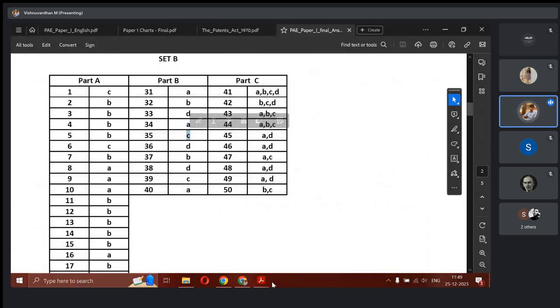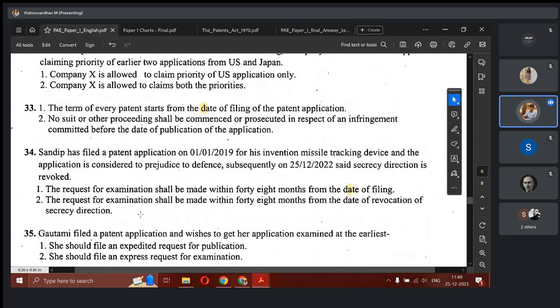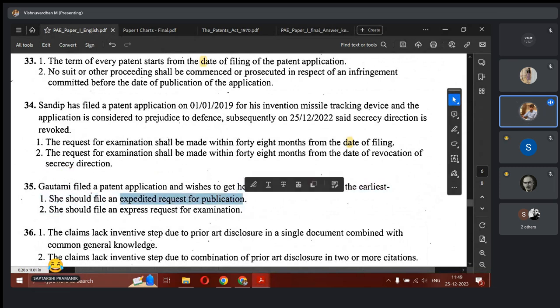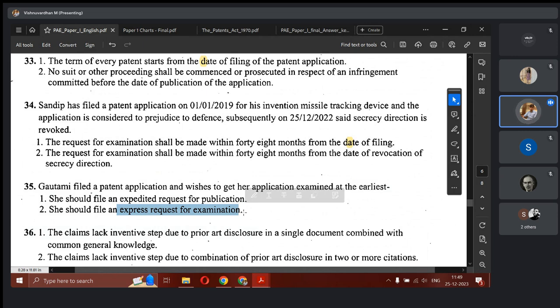35 is C. Okay, so what they're saying is 35 is C, as in they're saying 1 and 2 are both false. Okay, I'll tell you why they're saying both are false. Because for publication, it is called early publication. You cannot file an expedited request for publication. You can file for early publication. So they're just fighting on the name of it. And then you cannot file an express request for examination. It is called an expedited examination, a request for expedited examination. So literally, they're fighting us based on the semantics of it. But otherwise, logically, you will have to file a request for early publication and a request for examination. Both have to be filed. Okay. Did you guys understand why the answer does not match what we believed it was? They are saying both are false.